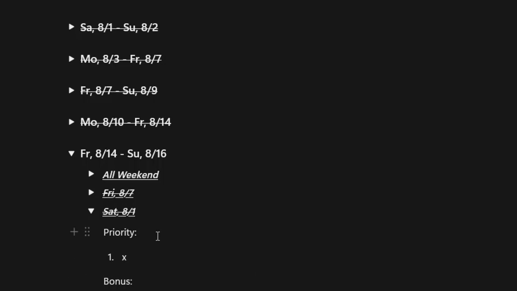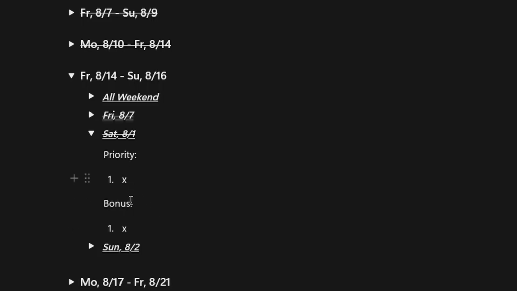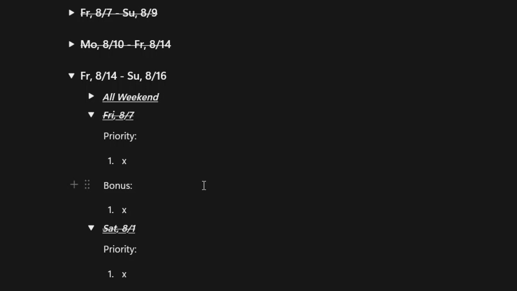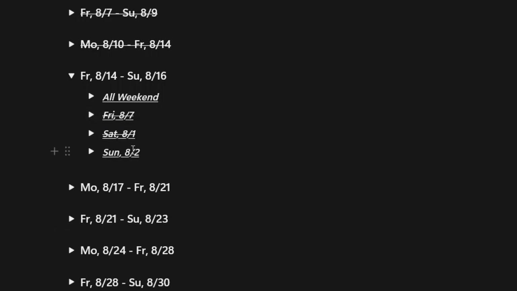So it's Saturday night, and you can see there are no priorities listed. There are no bonus goals listed. And that's because I didn't use this system at all. And so the days are outlined because I had done that previously, but I didn't make a plan for either of these days, yesterday, Friday, or today, Saturday. And that's fine. That happens sometimes.